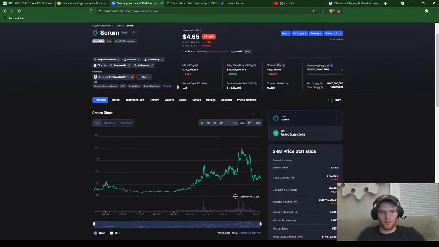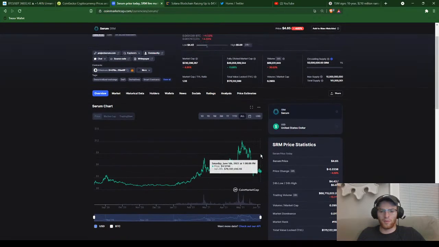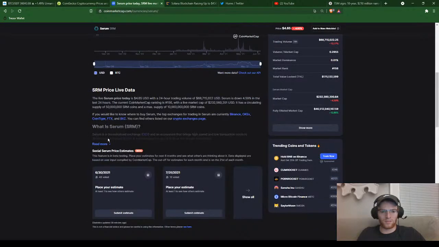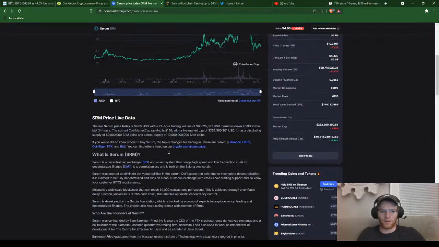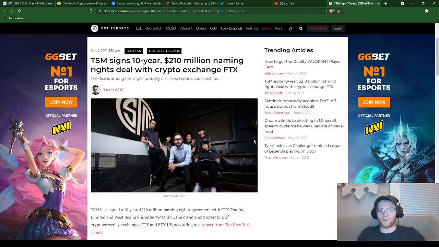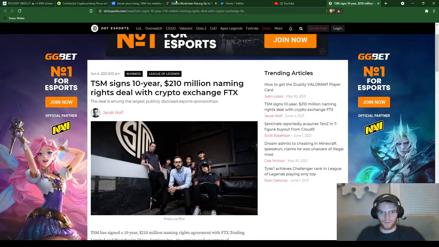So this is Serum right here. As you can see, it's on sale. It could possibly go more on sale, but I don't really think it will. So right now, I'm probably going to pick some of this up. Serum is number 156. You can come down here and read a little bit more about it, but basically it is a decentralized exchange built on the Solana blockchain, and it is a bridge from Solana to Ethereum, and you can swap ERC20 tokens with native Solana tokens there, which is awesome. So that's one of the coins that I was going to mention. I have a couple. Let's go back.